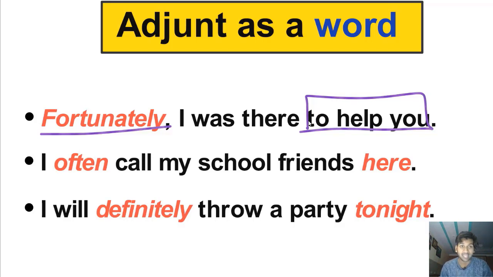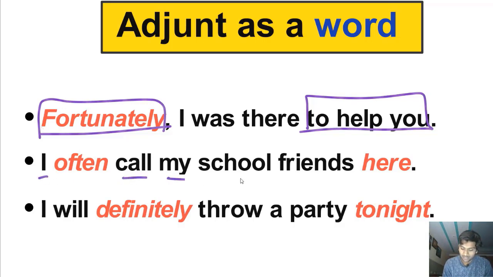And fortunately is an adverb that is passing a comment on the entire situation. We call it a sentence adverb. So fortunately is modifying the entire clause, I was there to help you. And this is fortunate to me. So it is just a word. It is an adverb and we're calling it an adjunct because it's not really needed in the sentence.